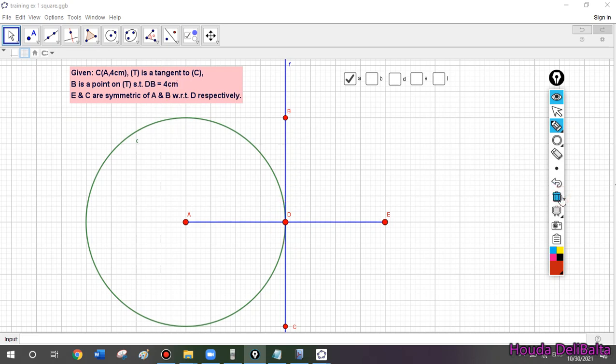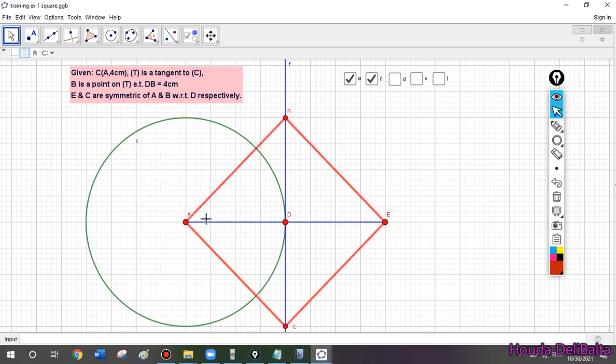That's according to plotting E and C. Of course, I need to plot E and C, and thus I'm going to join A, B, E, and C to get my square. As you see, I joined A to B to E and to C, and thus I got a square. The first idea here is that I'm going to prove a square, but what idea should I use? Should I use the idea of sides and one right vertex?